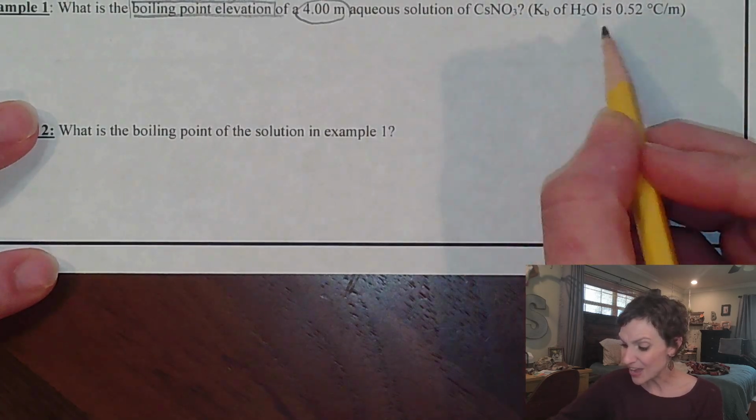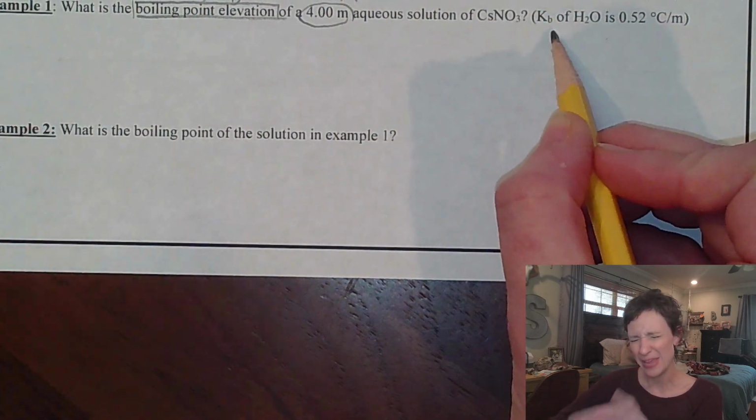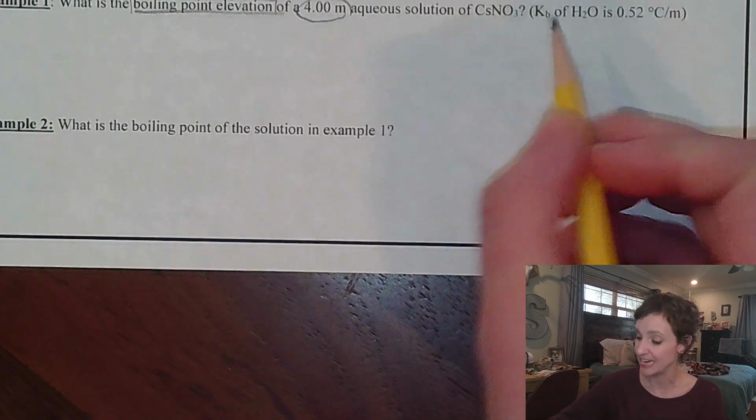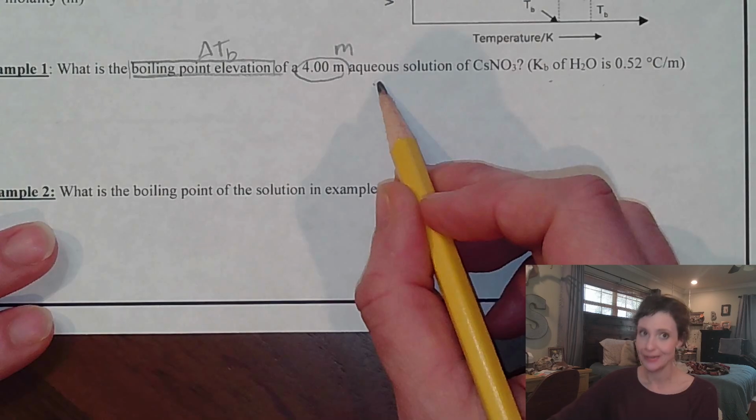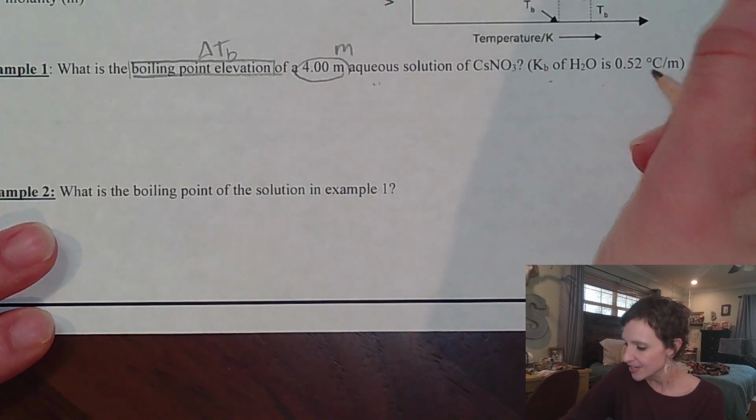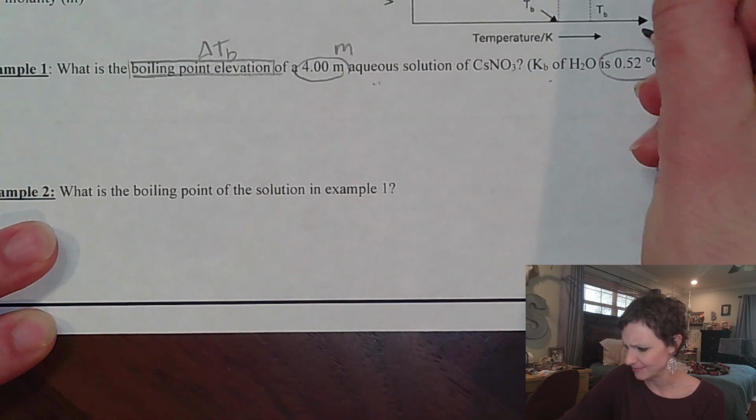Okay, and then they also gave me the Kb of water. We know the Kb is the constant depending on what the solvent is. We said it was an aqueous solution. Aqueous means that the solvent is water. So this is what I'm using for my Kb value.